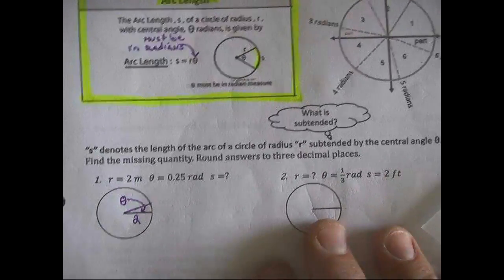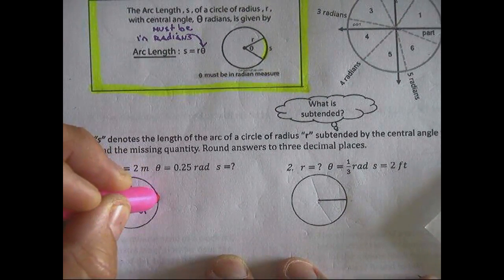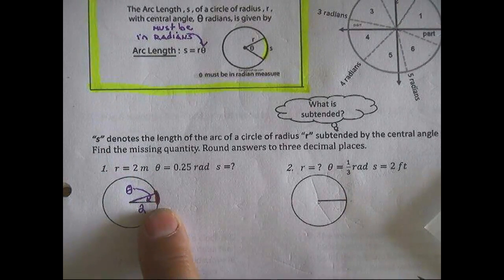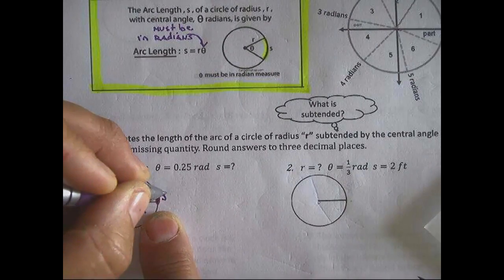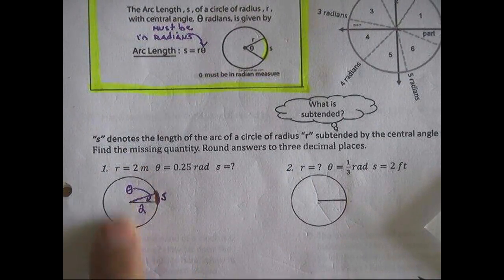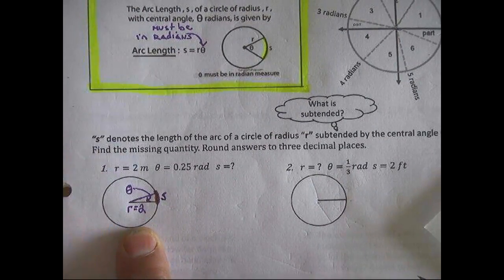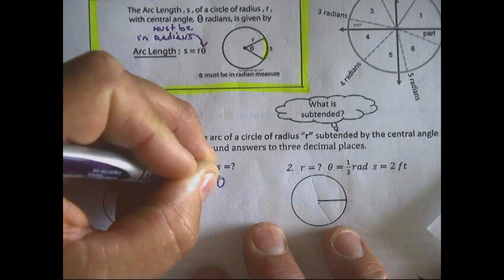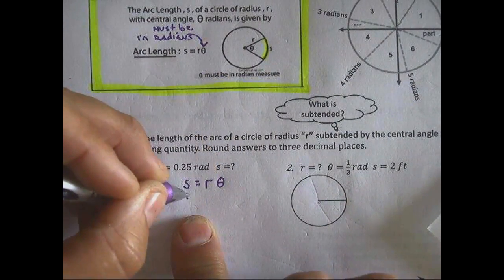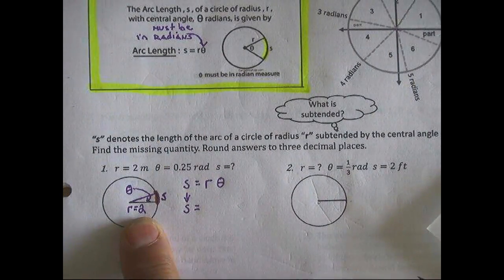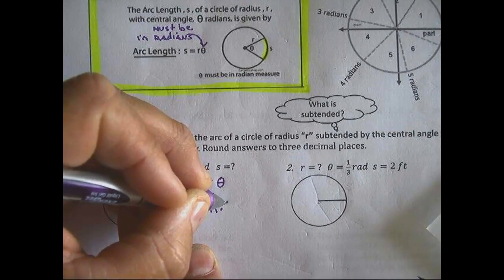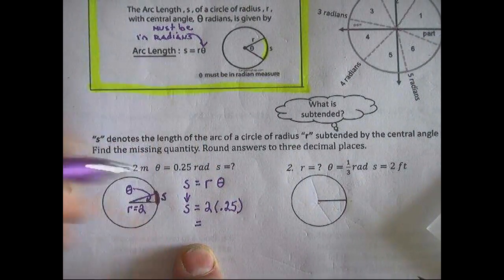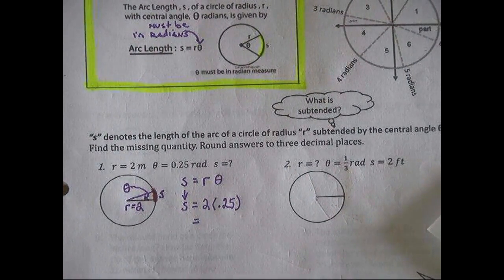Okay, now it says find S. So we're trying to find this. This is S. This is R. This is theta. So now I take this formula and I plug that in. S equals R theta. Okay, don't know S. R is 2. Theta is 0.25. And then you multiply those out. Okay, and you end up with 0.5.